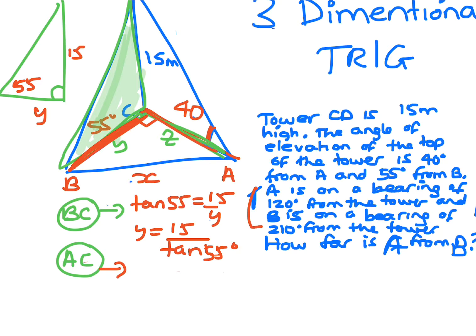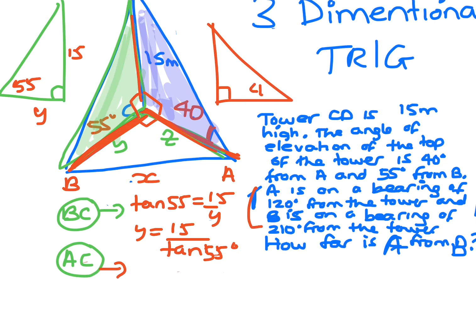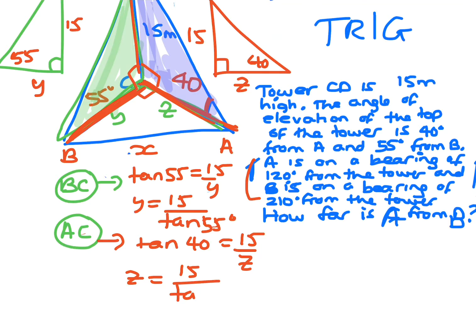Now when I do AC, we're going to need this triangle here, standing up. You notice they're both right angle triangles because that's the height and that's the floor. So let's just redraw it. You have 40, 15, and Z. So that's going to be tan again. So tan 40 equals 15 over Z. So Z equals 15 divided by tan 40.